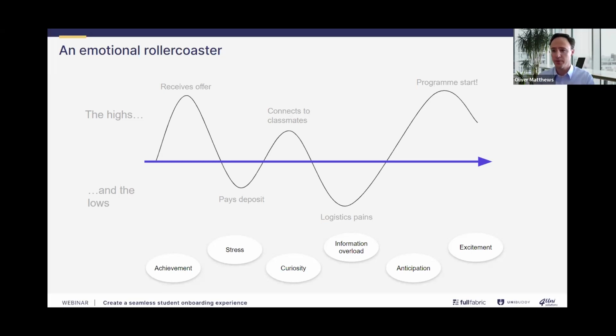And then before they turn up on campus, you've got all of the logistics pains of sorting out visas, of accommodation, getting themselves ready for study. They're going to have all sorts of highs and lows during this journey. And at any given moment, a low could be a point where you lose your students. And that's the reality, is that onboarding is not just about efficiency. It's not just about how you support your students. It's also about student retention. And it's about whether you're going to see the person you made an offer to, even if they've paid a deposit. Are you really going to see them on the first day of class on campus?